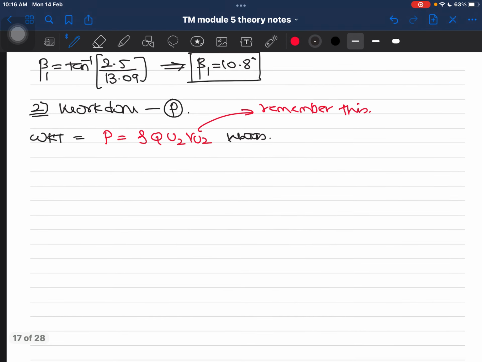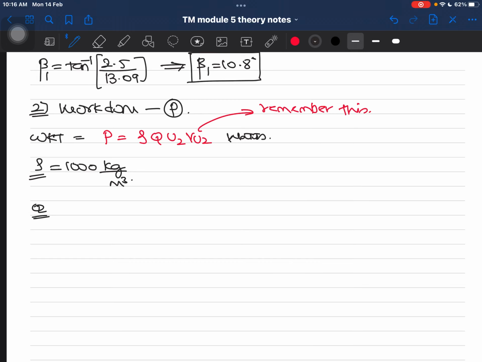Okay, next let us calculate one by one. Rho is nothing but the density of water, which is 1000 kg per meter cube. Q is not given, so we shall try to calculate Q.